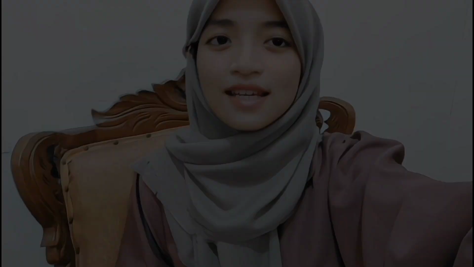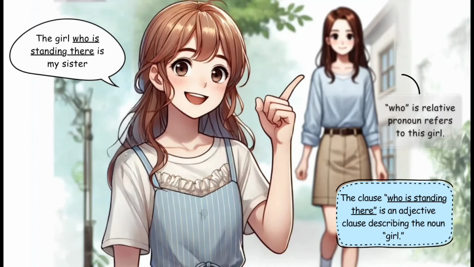Now let's move on to adjective clauses. An adjective clause, also known as a relative clause, is a group of words that describes or modifies a noun or pronoun in a sentence. An adjective clause usually begins with a relative pronoun. Let's see the example. The girl who is standing there is my sister.